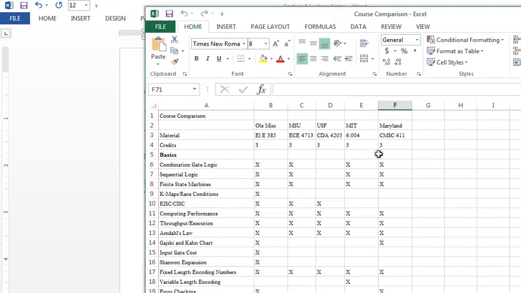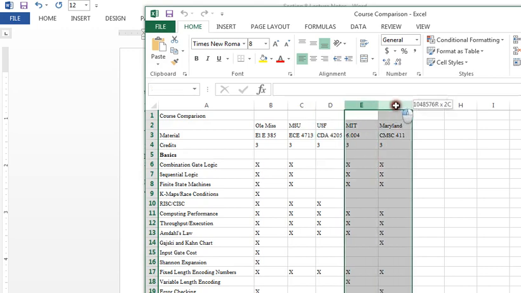Okay, so the comparisons I've done, this is what you guys have done this semester. This is Mississippi State. This is when I took computer architecture at the University of South Florida. And these are the previously top two ranked in the country of these courses. So this is Massachusetts Institute of Technology and the University of Maryland. All three of these classes were three credit courses.